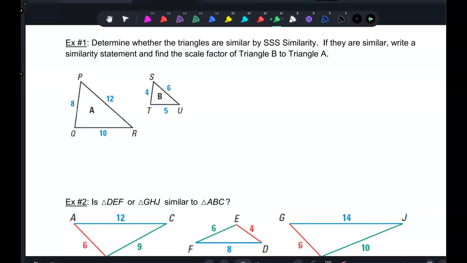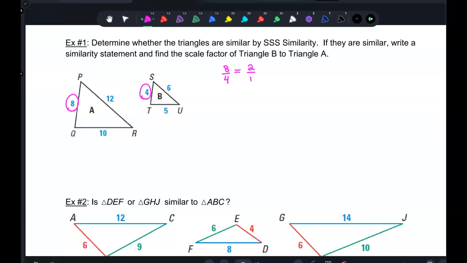Okay, so let's do that first part. Well, let's see first. We would need to compare. So 8 over 4 is going to be a ratio of? Right, so I'm comparing. Wait, hold on. Okay, 8 is the smallest side in this triangle, the one on the left. So we want to compare it to the smallest side here. We're going to reduce it, but remember, we want to keep it as a ratio. So it's going to be 2, but we want to make it 2 over 1.